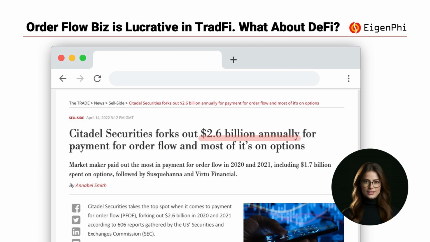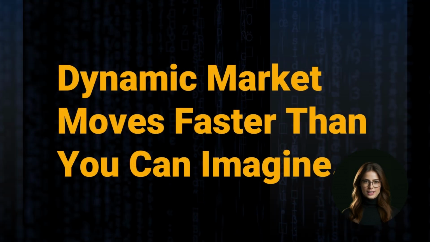In traditional finance, market makers have paid over $2.6 billion on order flow business. But what about in DeFi? I am pretty sure the order flow's value is greatly underestimated. While few might recognize the opportunities hidden in the order flow, the market moves far quicker than one might imagine.